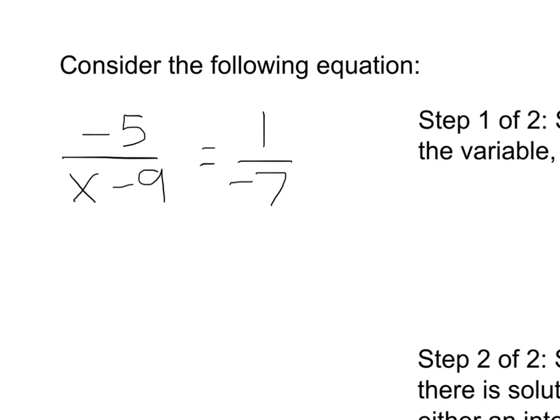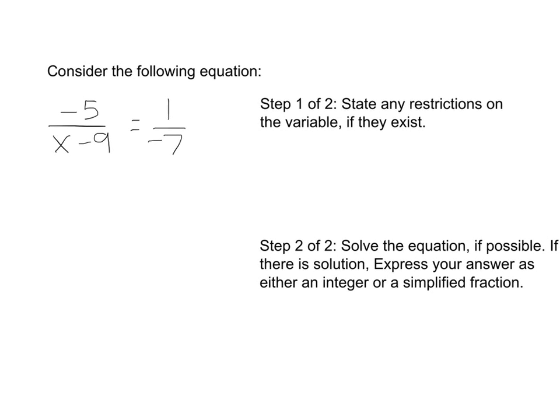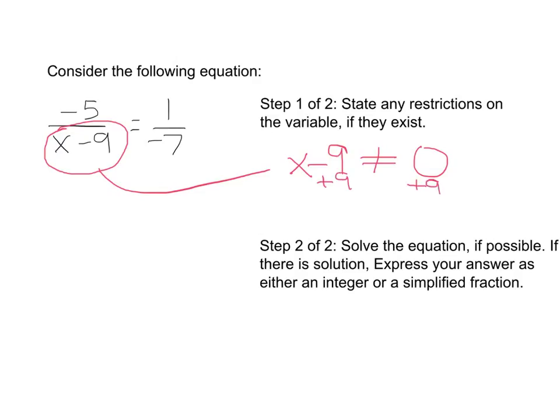Next up, consider the following equation. We're basically asked to do the same thing. State any restrictions on the variable. We do have a variable in the denominator there, so got to make sure none of these denominators are 0. So x minus 9 cannot be equal to 0. So in that case, we've got to do a little bit of algebra, so we'll just add 9 to both sides, and we get x cannot be 9. So that's not our solution, that's just what x cannot be.